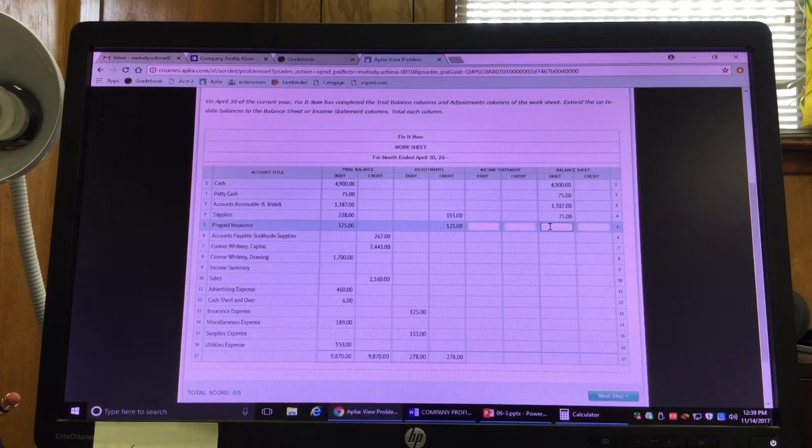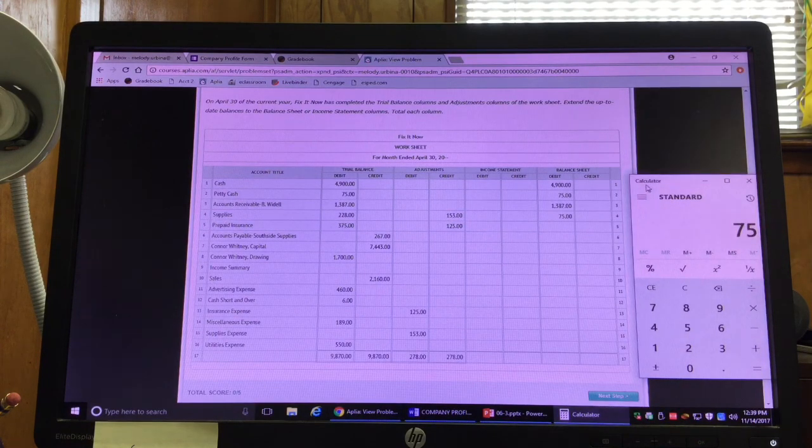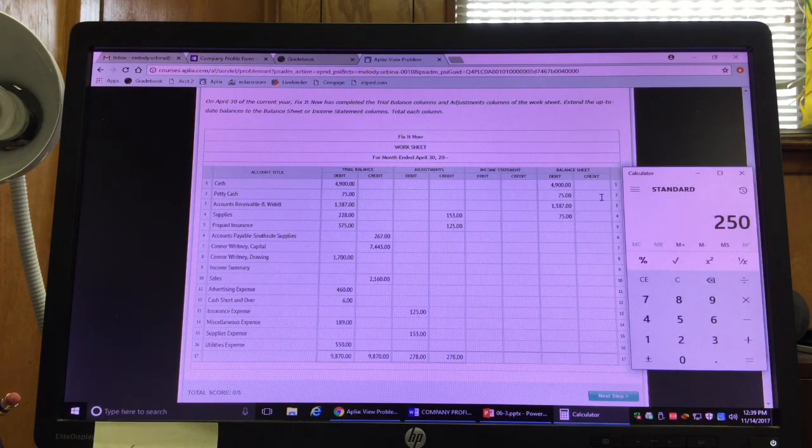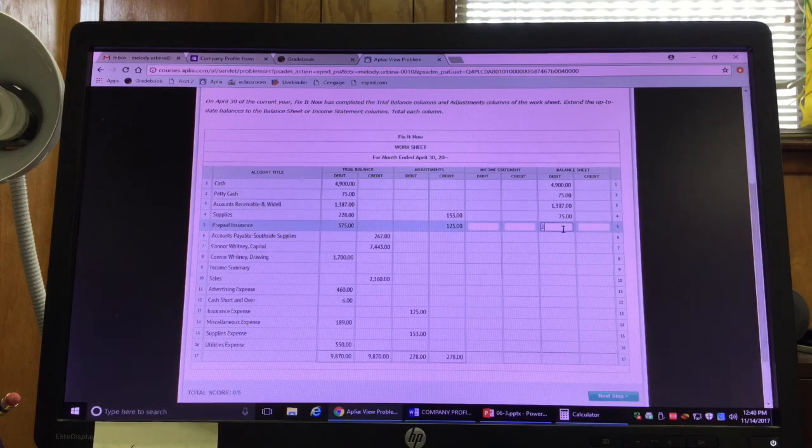The next one also needs to be calculated, the prepaid insurance. So my original amount is $375. I'm reducing it, or adjusting, by $125, so my new balance is $250. $250 is what will go on the balance sheet under the debit. Our accounts payable is a credit, so $267. Our capital is a credit, so $7,443. And our drawing is a debit of $1,700.